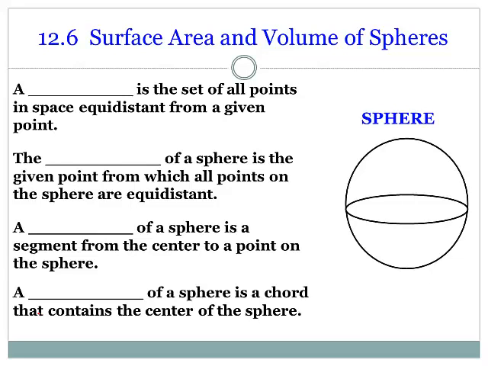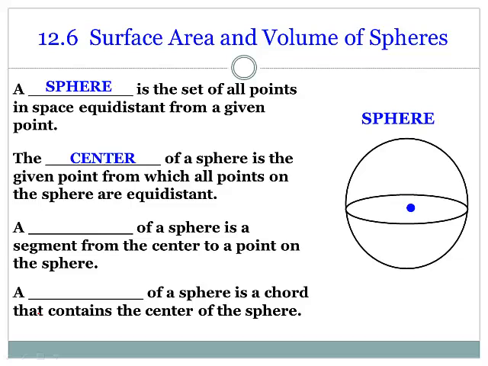12.6 is surface area and volume of spheres. So a sphere is the set of all points in space equidistant from a given point. So that given point would be the center. So the center of a sphere is the given point from which all points on a sphere are equidistant. So this is where the center is, right here in the middle of the sphere.